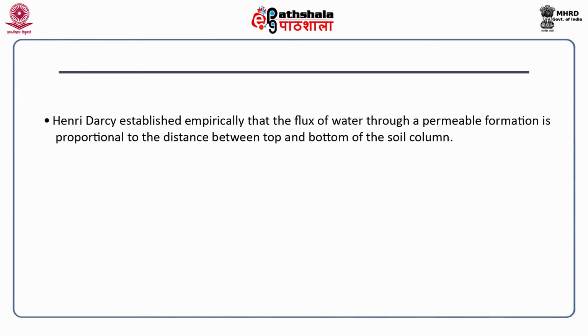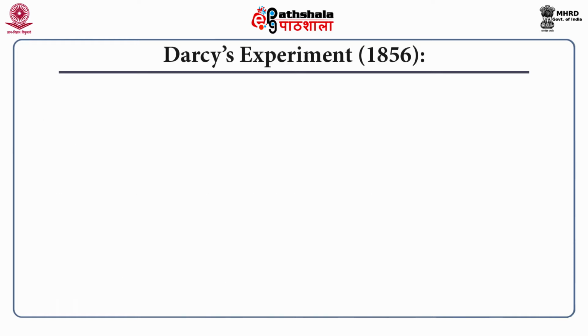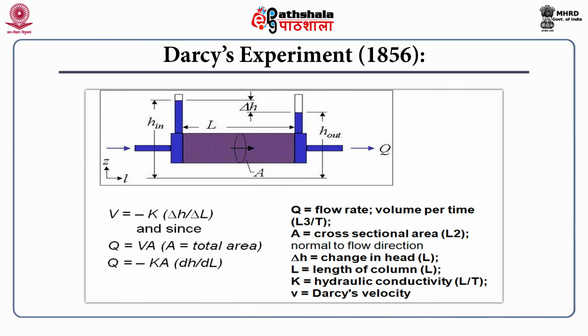Henry Darcy established empirically that the flux of water through a permeable formation is proportional to the head difference between the top and the bottom of the soil column. Originally, he did a soil column experiment in a vertical direction, and he said that the constant of proportionality is called hydraulic conductivity. Capital V is the Darcy's velocity, capital Q is the flow discharge and capital A is the total area of the porous media.